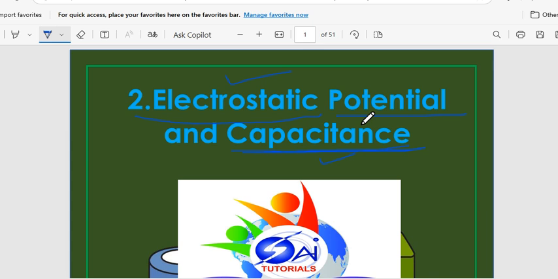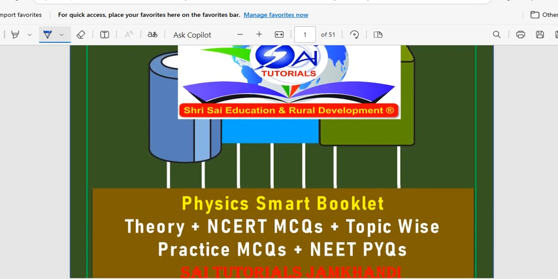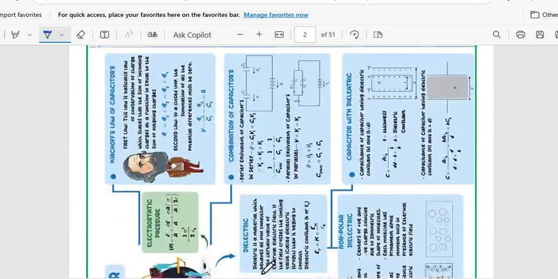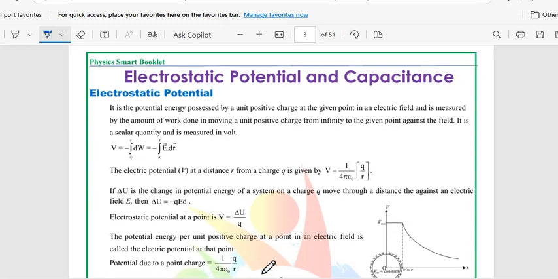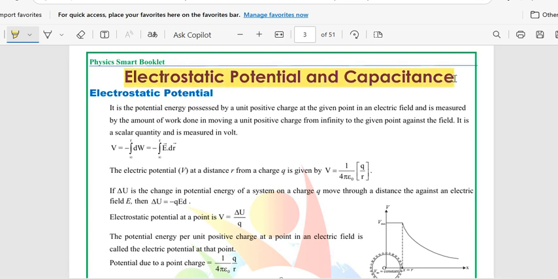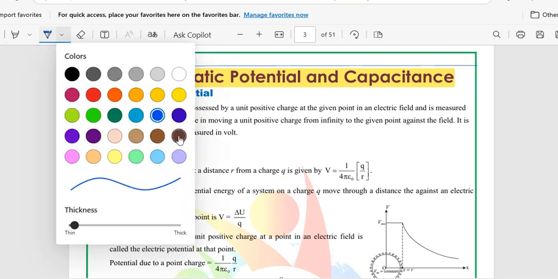So let us learn one by one. What is electrostatic potential and capacitance? What are the phenomena present in electrostatic potential and capacitance? See, the first and foremost concept related to your syllabus is, what do you mean by electrostatic potential?